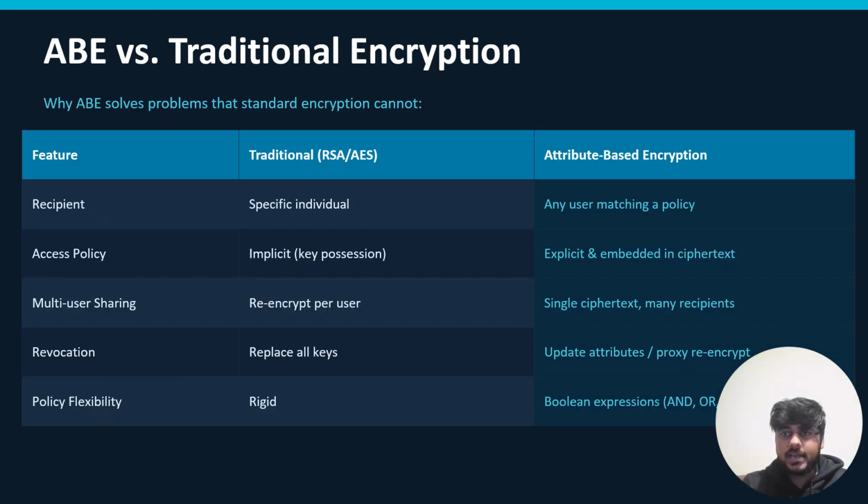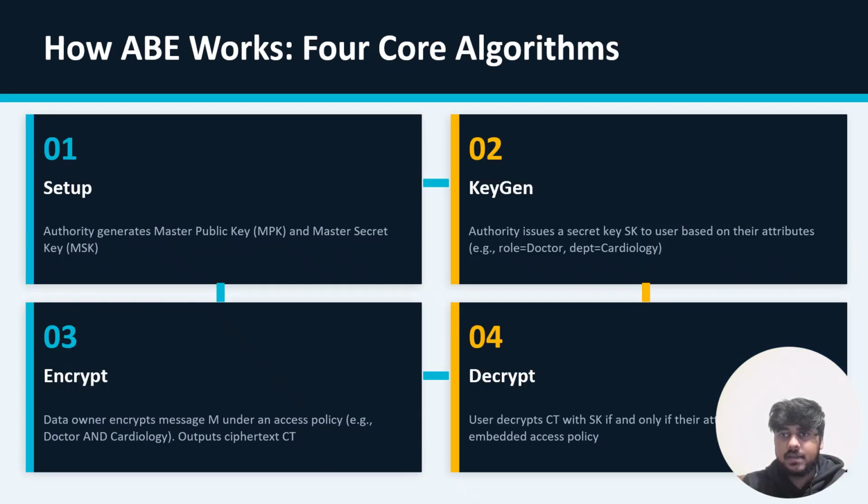To understand why ABE matters, compare it to traditional encryption like RSA or AES. With RSA, you encrypt for one specific person. If you need five people to access a file, you encrypt it five times. With ABE, you encrypt once under a policy, say doctor and cardiology, and anyone matching that policy can decrypt. Revocation is smarter too. Instead of replacing all keys, you update attributes. It's fundamentally more scalable.